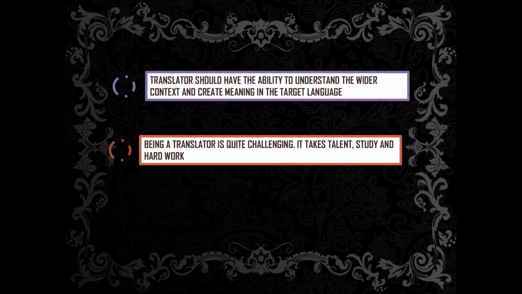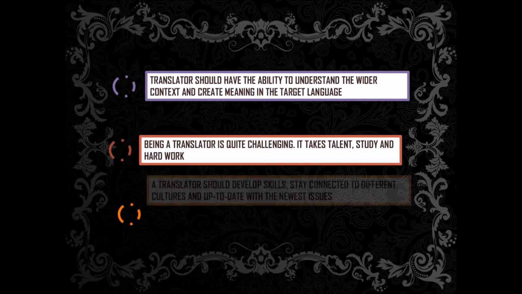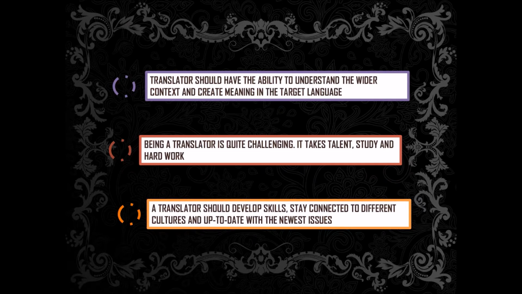Being a translator is quite challenging, and it takes talent, study, and hard work to master translation. A translator should develop their skills, stay connected to at least two different cultures, and always be up to date with the newest issues, since most languages are living and change as the world evolves. Here are seven requirements that a translator should have in order to produce a good translation.